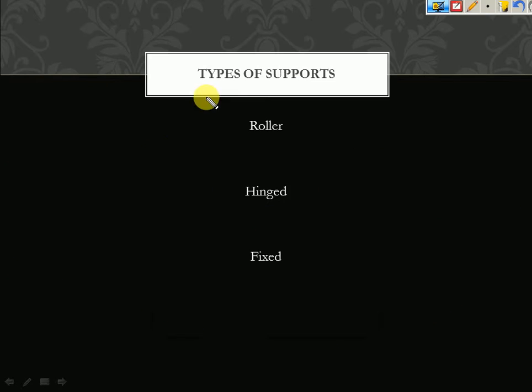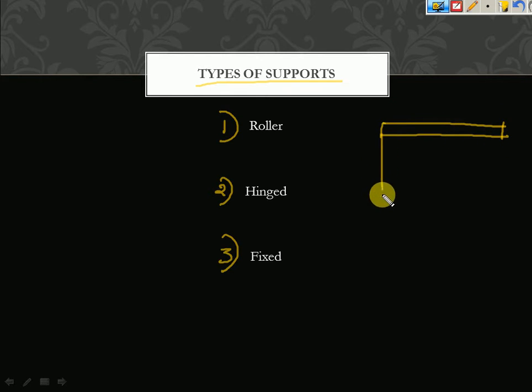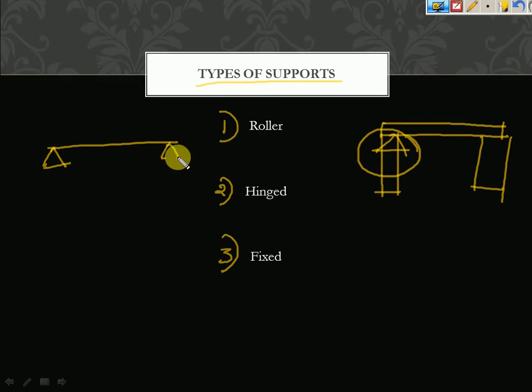So friends, these three are very important things that you need to know. First of all, they have given roller. Roller is a type of support. What are the types of supports? If I am taking this as a beam, the beam is supported by a column or some supports. We need to know what the types of supports are. Beam rests on supports. There are many types of supports like hinged support, roller support, fixed support, etc. We need to know the details about these supports.